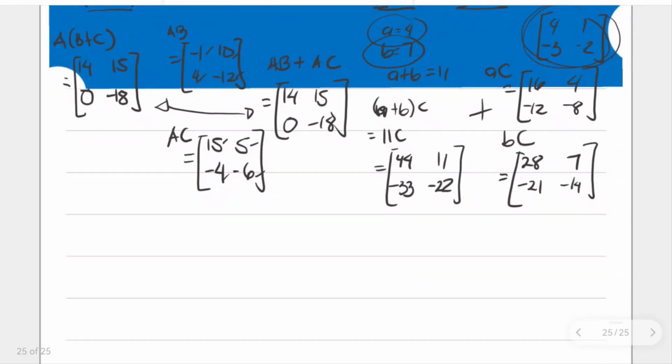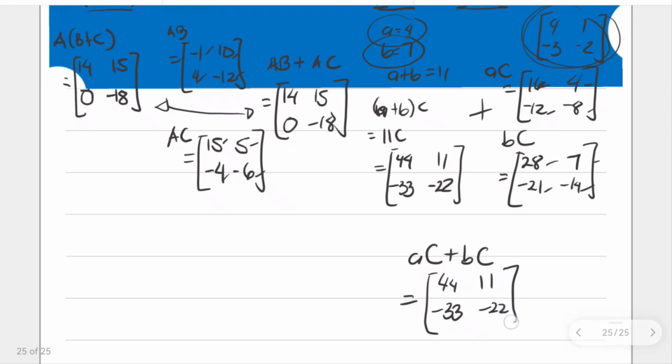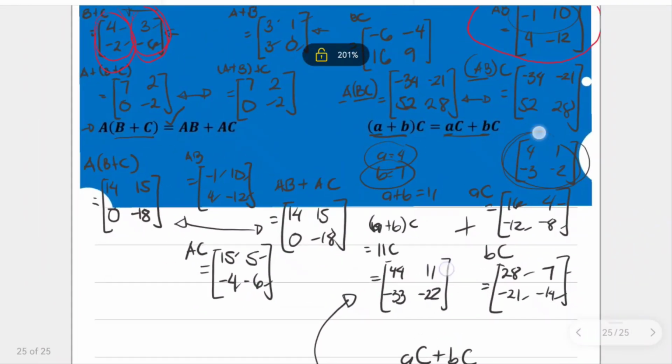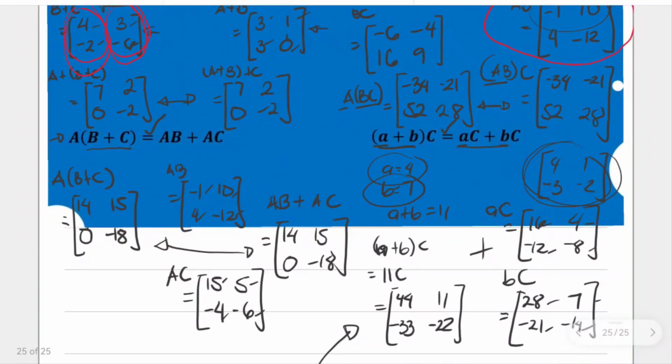So let's try to check. AC, again, pardon, it should be capital C, plus BC is this one. 16 plus 28 is 44. 4 plus 7, 11. -12, -21, -33. 8, and then -14 is -22. As you can see, they have the same results as well. This means that this distributive law, or property, is also true.